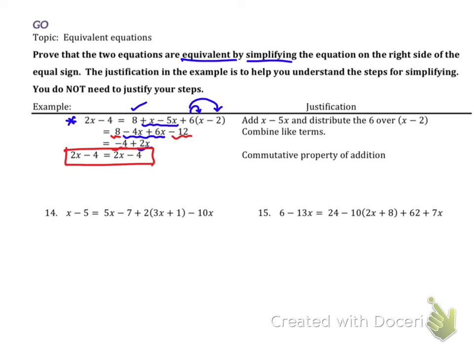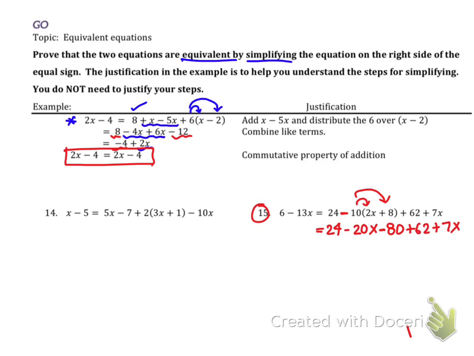So you have to show that the left hand side is the same as the right hand side. So if I'm just picking a question here, question number 15, all right, let's start working on the right hand side. So if I work on the right hand side, that's 24 minus, and I will distribute it. So I get 10 times 2 is 20x, and because there is a minus sign here, I have to be super careful. This is going to change the sign inside. That's going to be minus 10 times 8 is 80 plus 62 plus 7x.